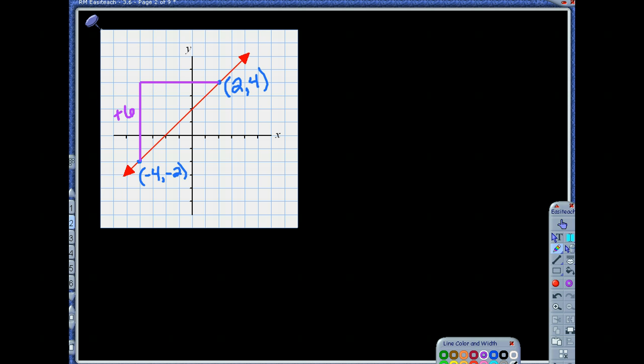Up 6. I'm going to put a little positive 6. And my run: 1, 2, 3, 4, 5, 6 to the right. So that'd be another positive. So if I compare my rise, 6, over my run, which is 6, and then simplify it, that would simplify to 1. So that's my slope. That's one way we could find it.